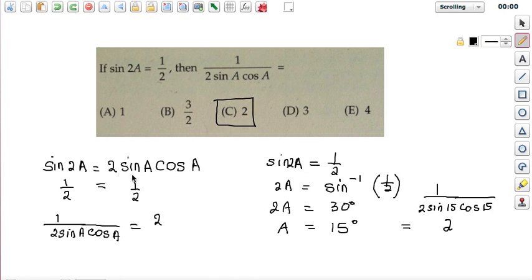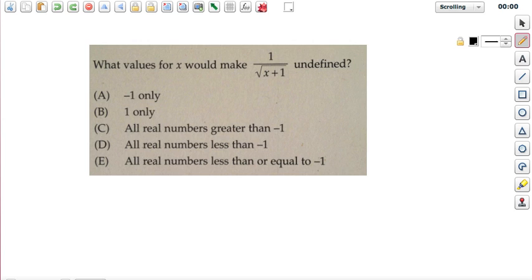If you couldn't remember this rule, you could also figure out the angle A. Sine 2a is a half, so 2a is inverse sine of a half. And from your unit circle, you can figure out 2a is equal to 30 degrees, so the angle A is 15 degrees. You can plug 15 degrees into this given equation, 2 sine 15 cos 15, in your calculator, and you'll get 2. Here's the next question.